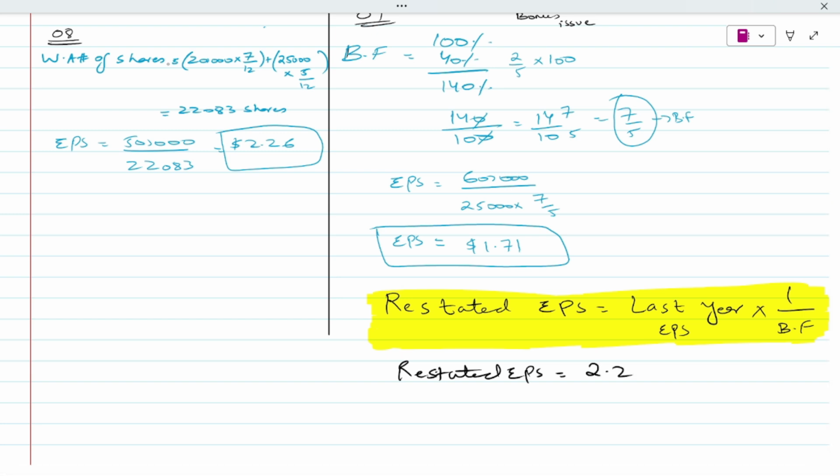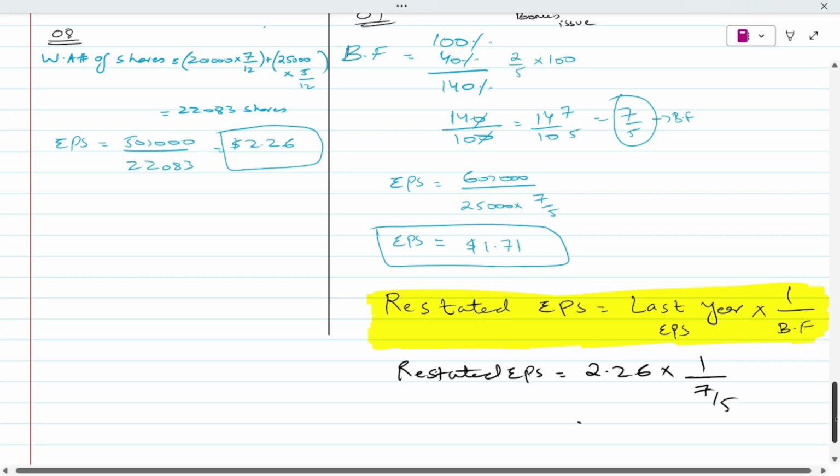So 2.26, and I'm going to multiply this with 1 over bonus factor. So 1 over, and bonus factor is going to be this one, 7 over 5, right? So 1 over 7 over 5. So if I do that, I am going to get 1.62. That is my restated EPS.